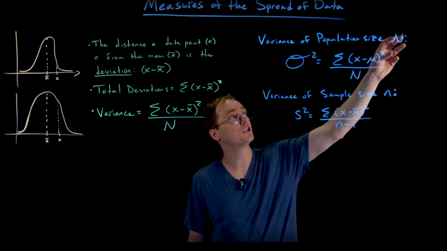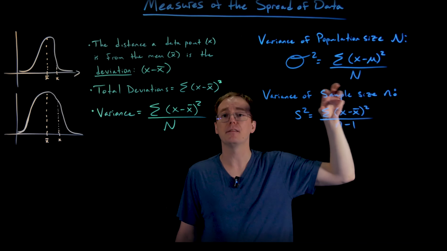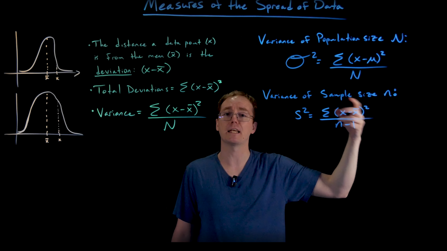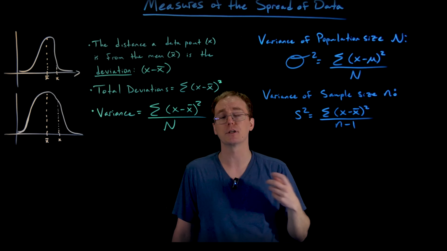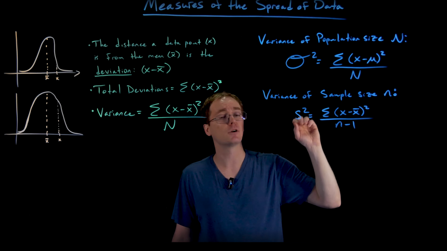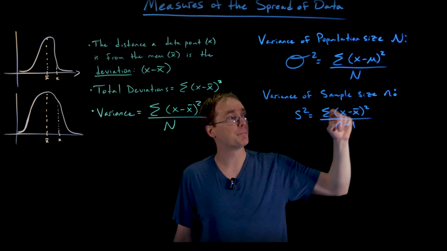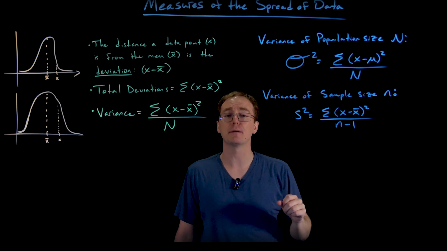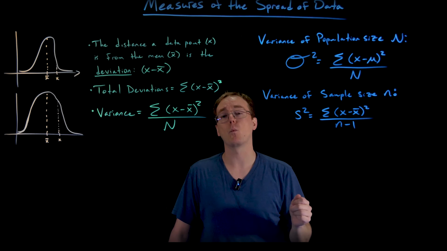So for the population, you divide by capital N, the actual number of objects or data points in your total set or your total population. While when we're doing the variance calculation for a sample, we do not divide by the number of values in our sample. We always divide by one less.